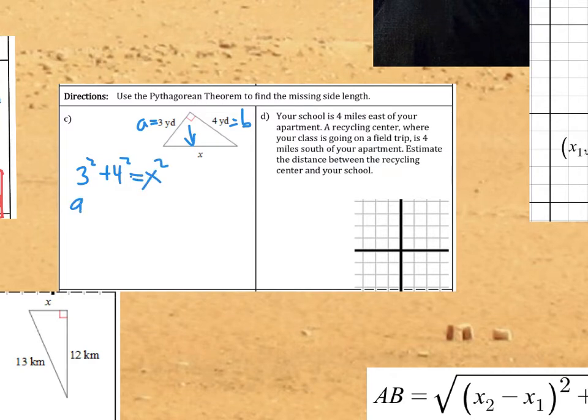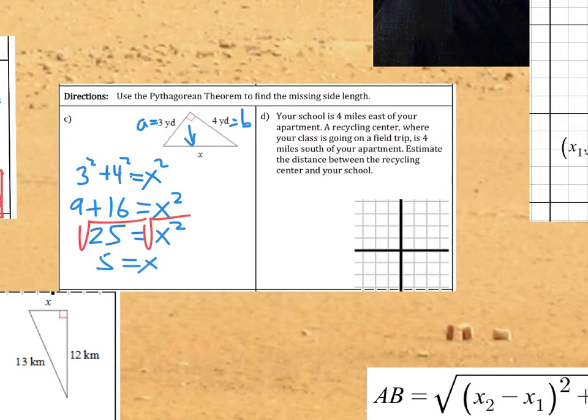So 9 plus 16 is equal to x squared. We're just doing algebra now. 25 equals x squared. What's the opposite of squaring? Well, that's square root. So 5 equals x. All right? So we can find the missing side using the Pythagorean theorem.